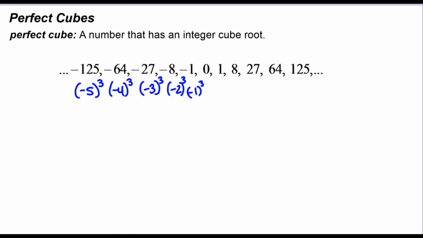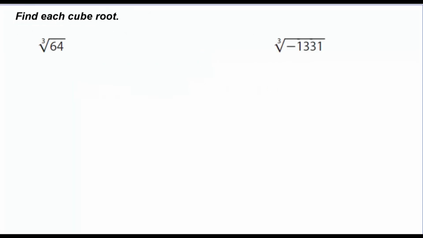0 to the third power is 0. 1 to the third power is 1. 2 to the third power is 8. 3 to the third power is 27. 4 to the third power is 64, and 5 to the third power is 125. So knowing some cube roots would be helpful too if you don't have a calculator. So let's find each cube root here.